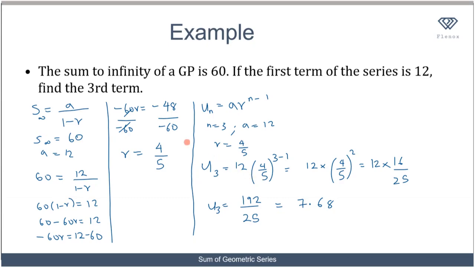So what do we do? By the condition given to us that the sum to infinity is 60, we use that to find the common ratio. And when we find the common ratio, we then use the common ratio to find the third term by using the formula for the nth term of a geometric progression. So this pretty much sums up what you need to know in relation to geometric series.